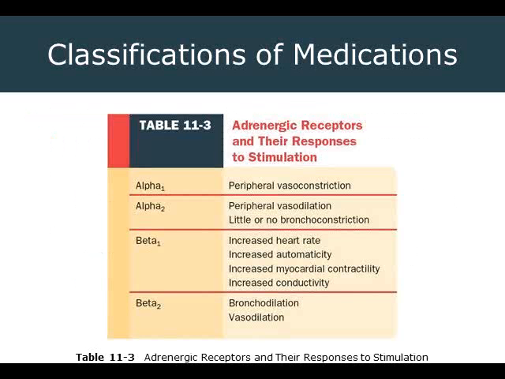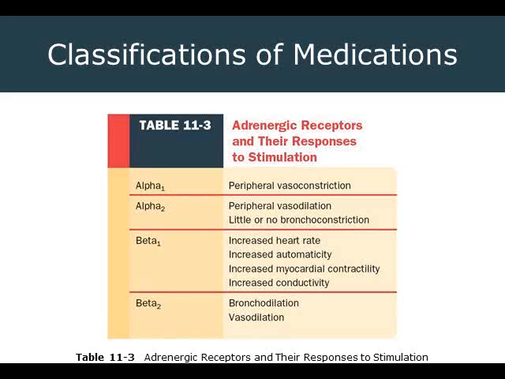So here's the adrenergic receptors and their responses to stimulation. This would be something that you would want to know, something you want to keep in mind. We talk about alpha and we talk about beta. So we have alpha 1, alpha 2, beta 1, beta 2. Alpha 1 receptors cause peripheral vasoconstriction, whereas alpha 2 causes peripheral vasodilation and little to no bronchoconstriction.